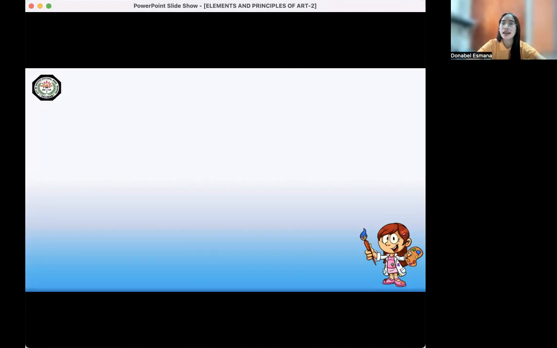So again, when we say elements of arts, these are the basic elements that are used by artists in creating art. They are what you see or what you use to create an aesthetically pleasing work. So, what are the elements of arts? Once again, number one, we have line. We also have shape, form. Number four is the space, value, color, and texture. Those are the elements of arts, the basic elements.